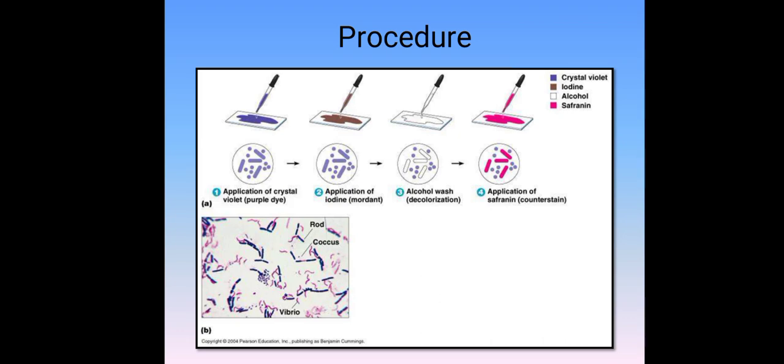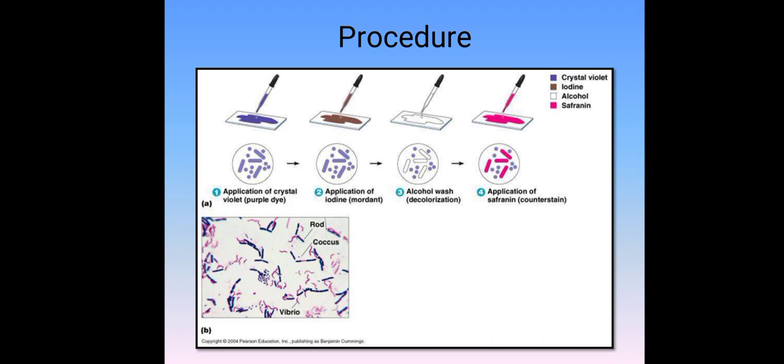Now thirdly, there is the application of the decolorizing agent, that is 95% ethanol. The smear is treated drop by drop with the 95% ethanol till no coloring drop comes out from the slide. Here is the point from which there is the differentiation of the bacterial stains within the Gram positive and the Gram negative bacteria.